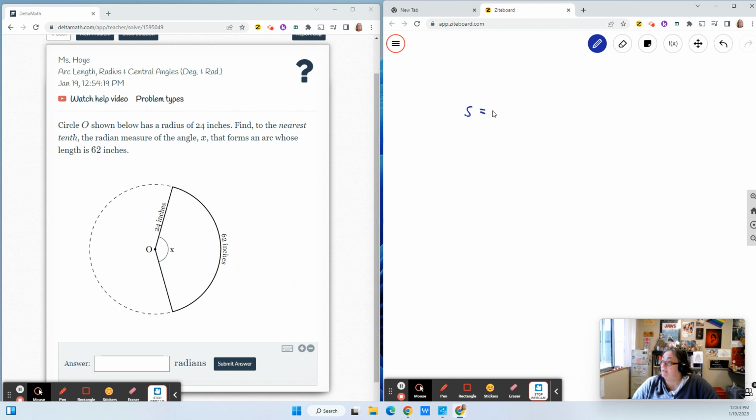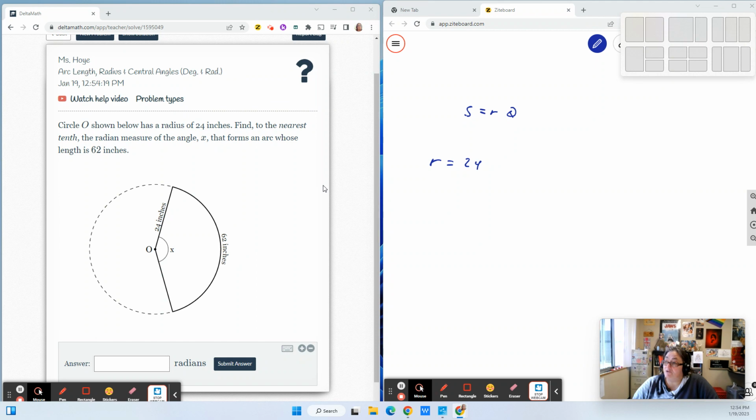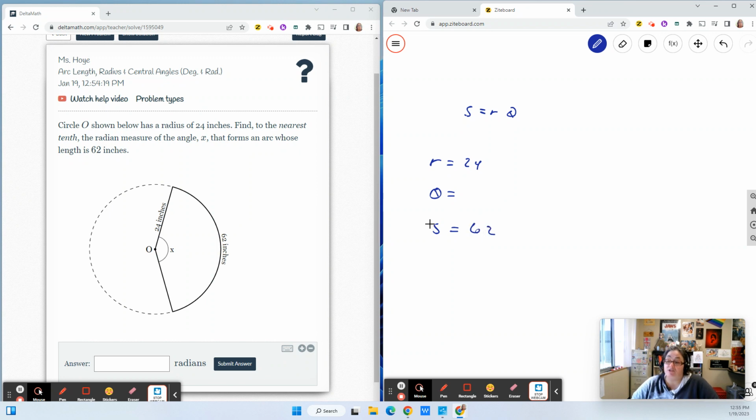We've got S equals R theta, right? And so we know certain things. What do we know? We know we have a radius, or R equals 24. The radian measure of angle X, this central angle, or theta, forms an arc whose length is 62 inches. We don't know what that central angle is, and that's the thing we have to figure out. We know what S is and we know what R is. So in this case, we have to figure out what our theta is.